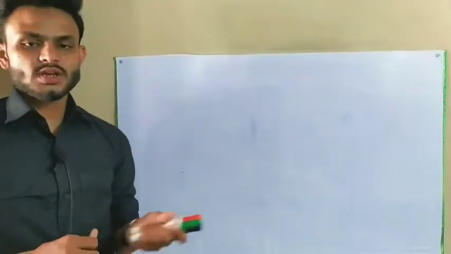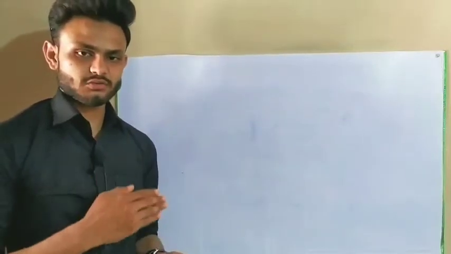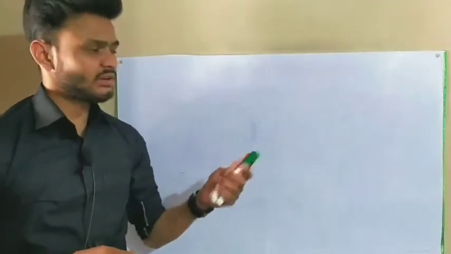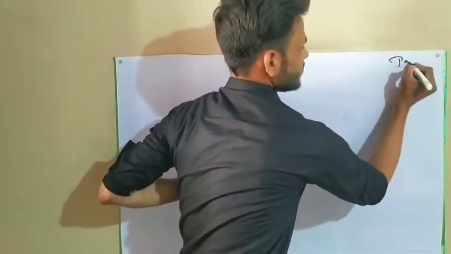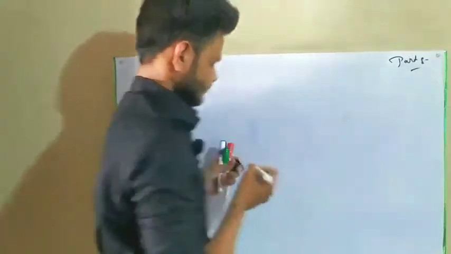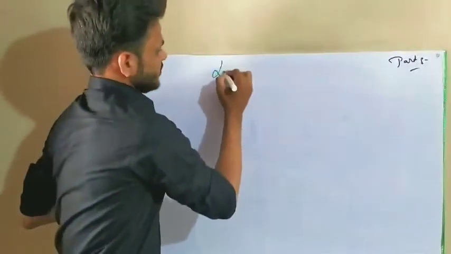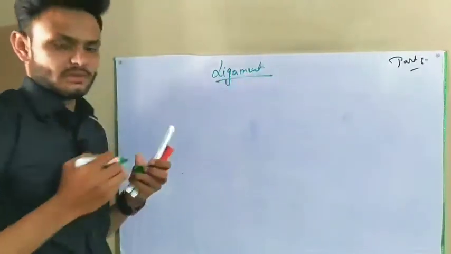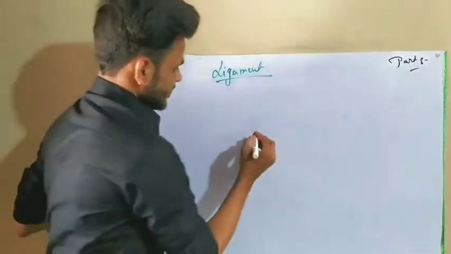In this video, we will study the ligaments which are attached to the humerus and scapula. This is the fifth part of the humerus series, part 5. In this video, we talk about the ligaments. Firstly, I will draw a diagram.